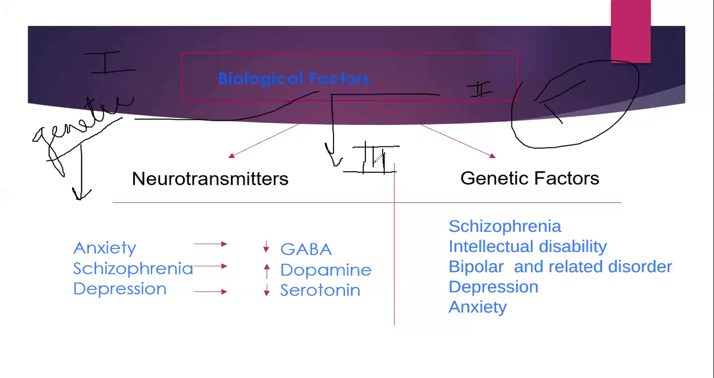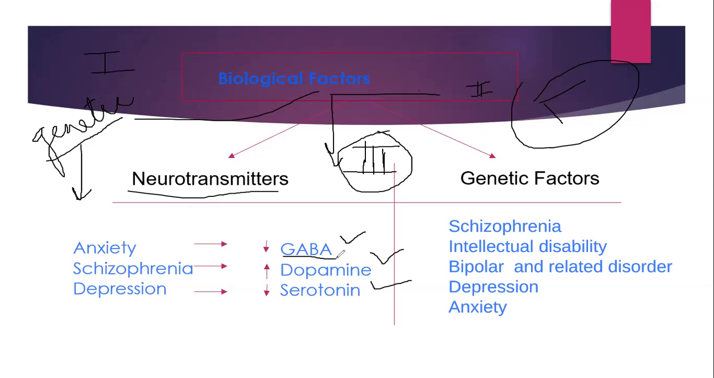So neurons release neurotransmitters. I will not go very much in depth into the biology of neurons, because that is not in your +2 syllabus, it is in your +1 syllabus. So I'll stick to this only. There are n number of neurotransmitters that are released in your body. These are a few of them: GABA, dopamine, and serotonin.